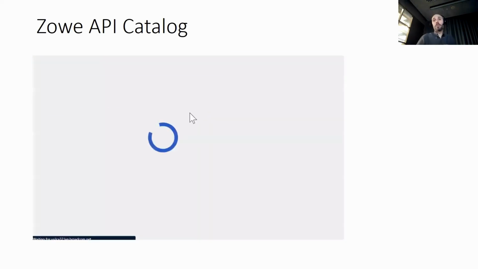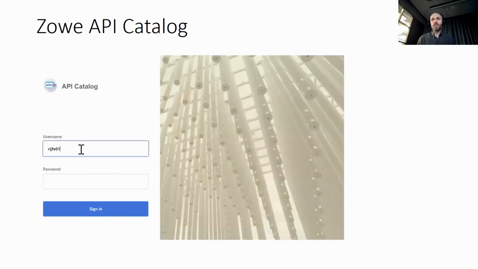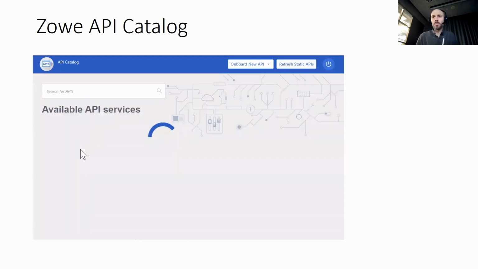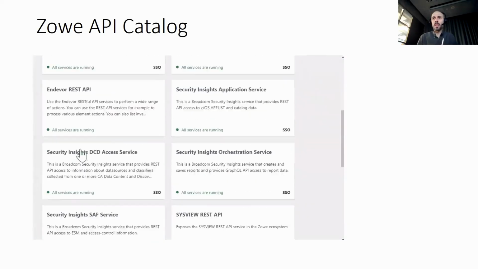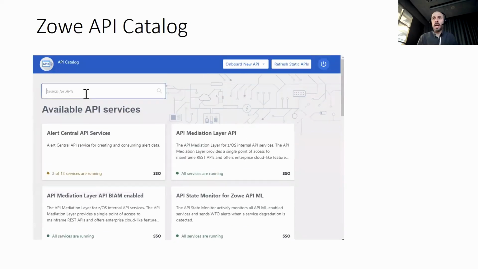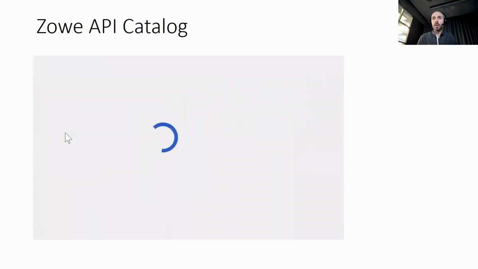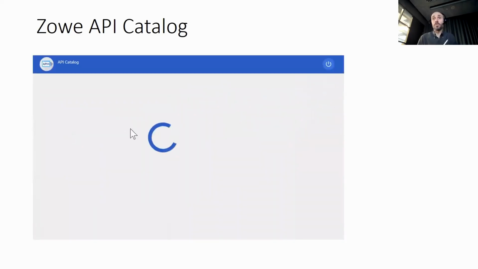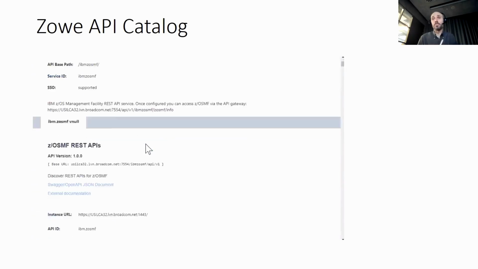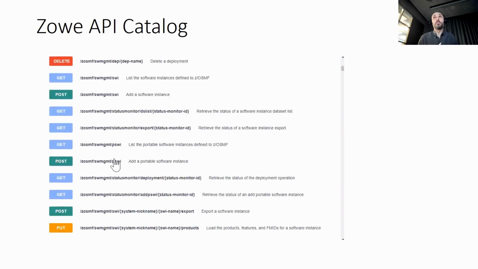We also have code snippets as of Zowe 2.3. They're also part of the catalog. So if you're an API consumer, you can quickly try out the actual real world API code. If it works for you, you can grab it in your preferred language and then use it in your own code base.